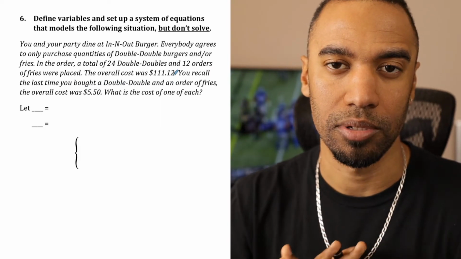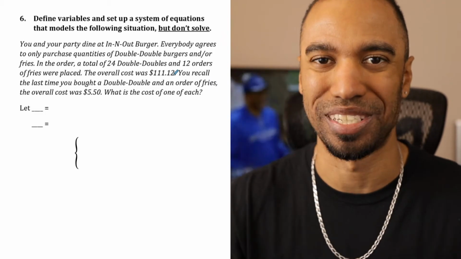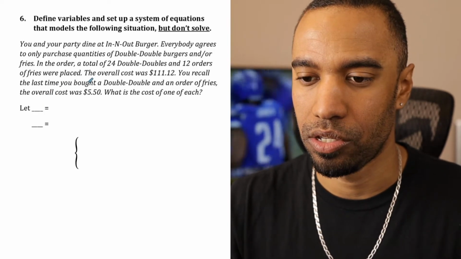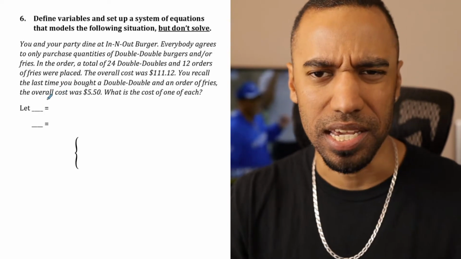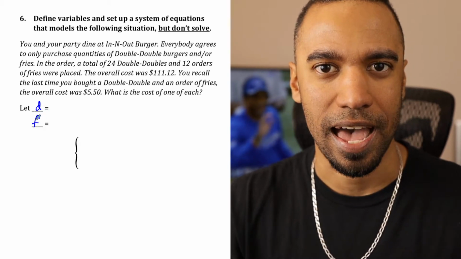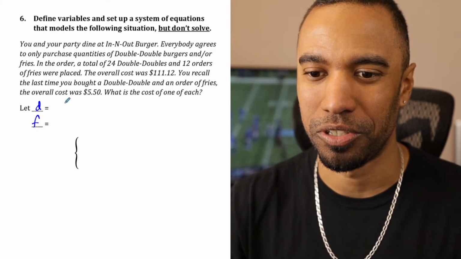We don't know how much a double-double costs. We don't know how much an order of fries costs. And this is regular, non-animal style fries. We could use X and Y, but I'm going to use D and F for double-double and order of fries. A lot of D's and F's used here.